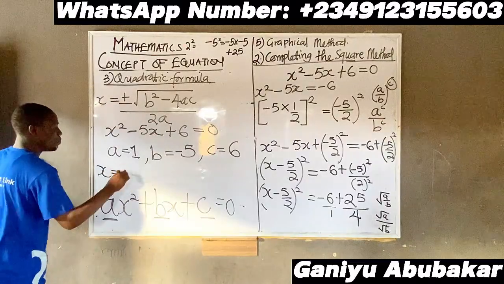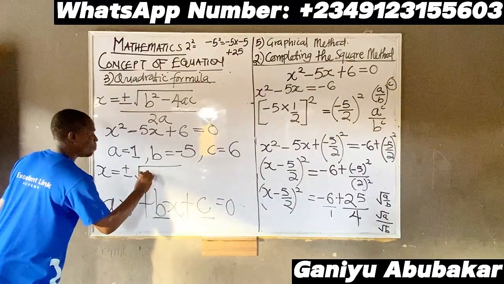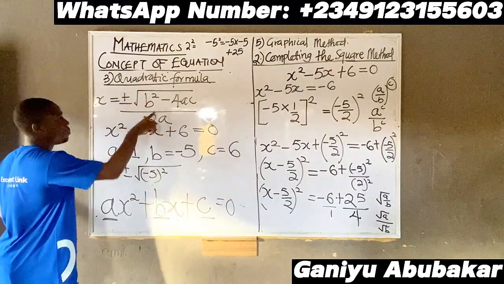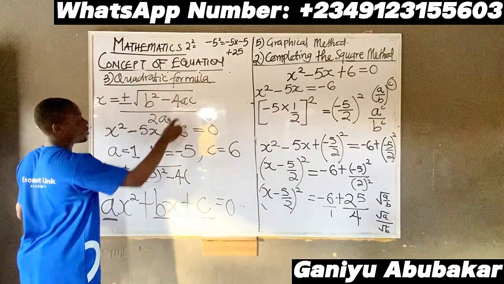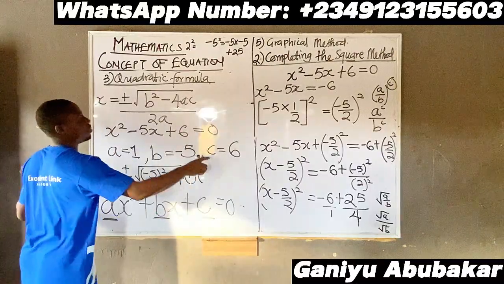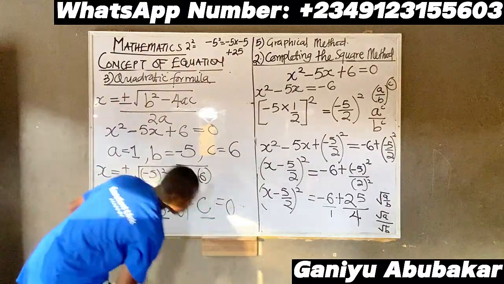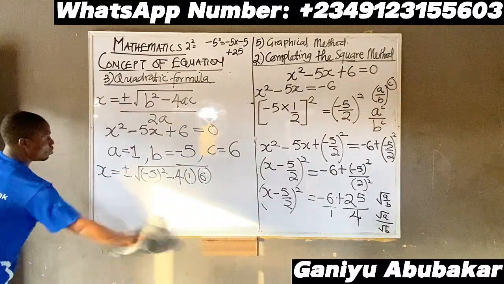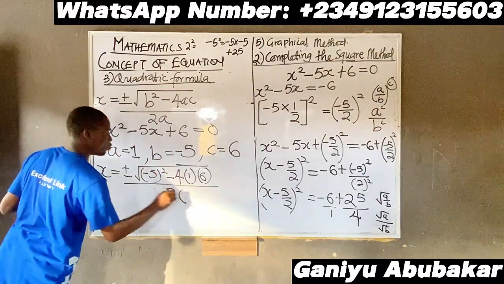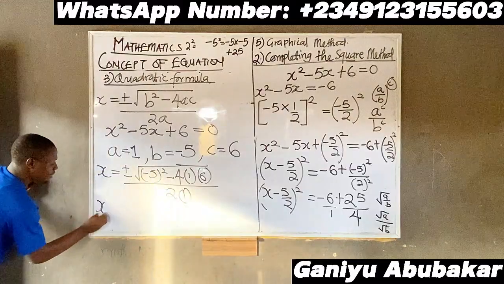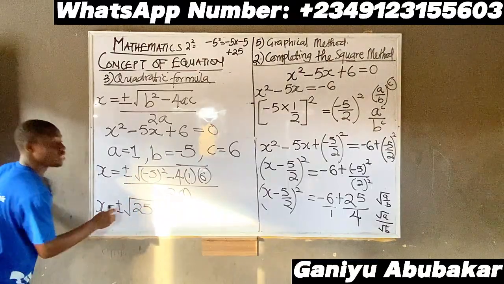x equals what? Minus B plus or minus root what? So what's B? B is minus 5, all squared, minus 4 times A, which is 1, times C, which is 6. It's simple, it's not hard. Just know the formula and apply. All over 2 times A. A is 1. This gives you x equals plus or minus root of 25 minus 24.